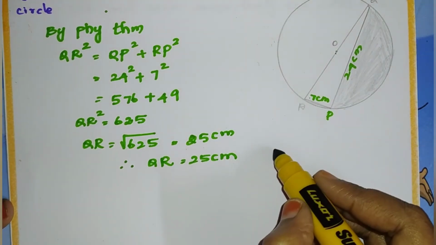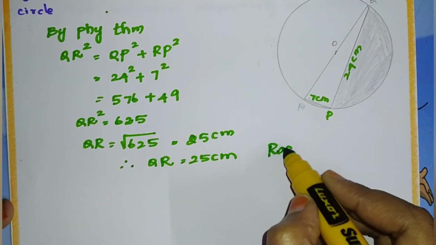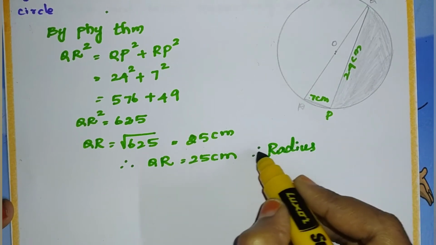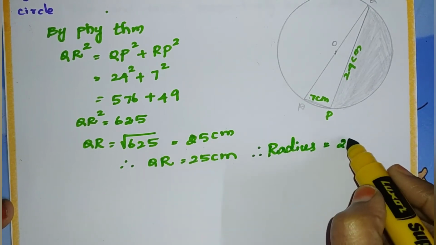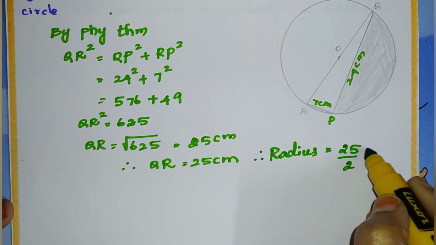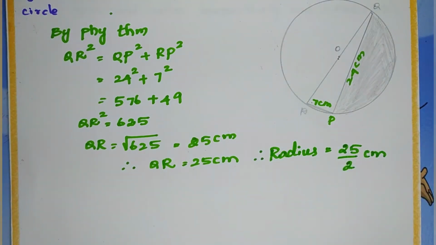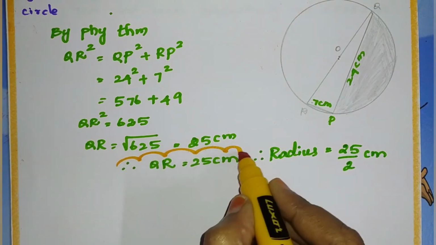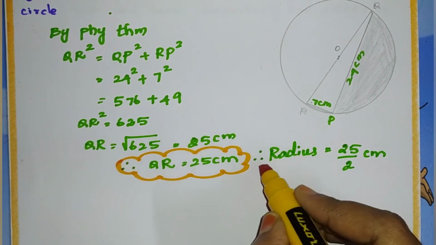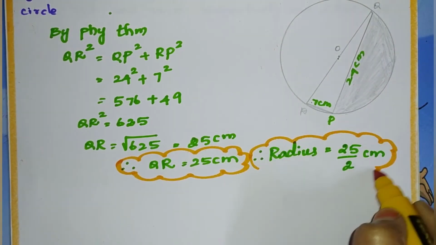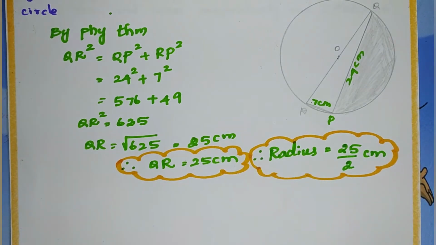Can you tell the radius value? Therefore the radius is equal to 25 divided by 2 centimeter. Keep this as it is. Clear children? So QR is 25 centimeter and radius is 25 divided by 2 centimeter. Okay. Then now we have to find the shaded region.